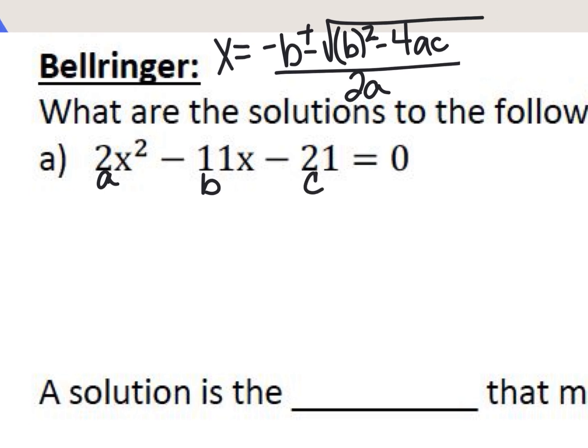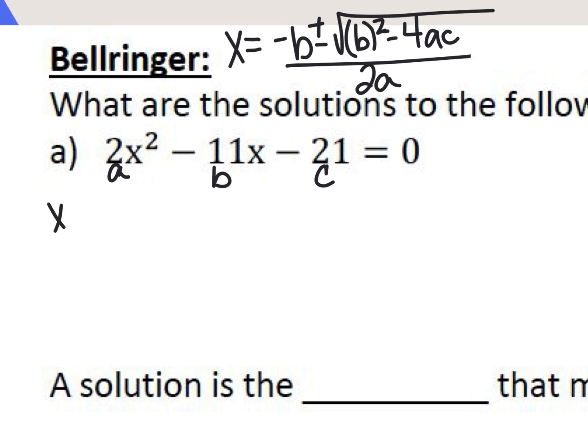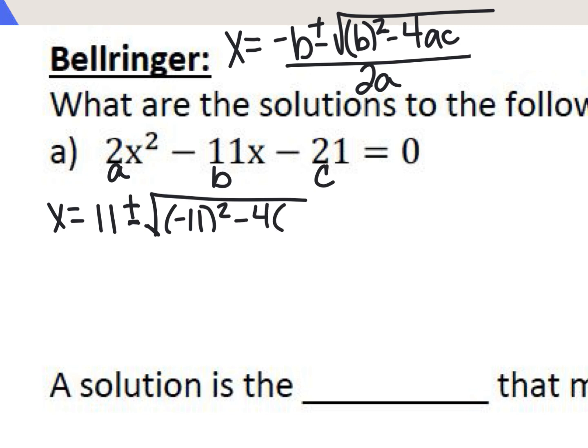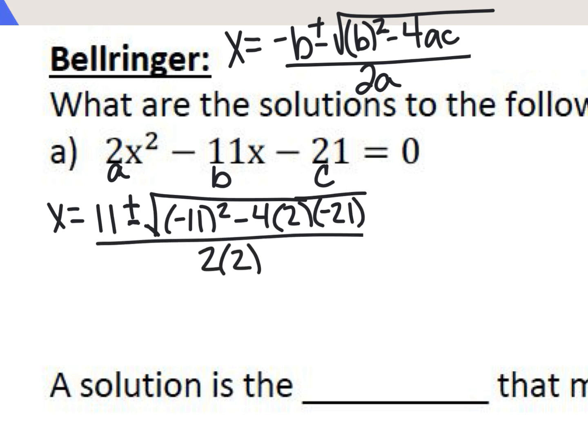Okay, so let's review what we did yesterday. So x equals, and again, we're just taking those numbers and putting them in place of the letters. Good morning. So negative b. Well, my b is already negative. So what happens when we have a negative negative? It becomes a positive. So this becomes positive 11 plus or minus the big square root. Gonna put that negative 11 in parentheses, squared, minus 4 times my a, which is 2, my c is negative 21, all over 2 times 2.